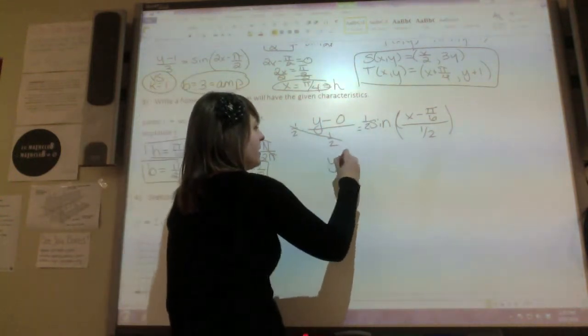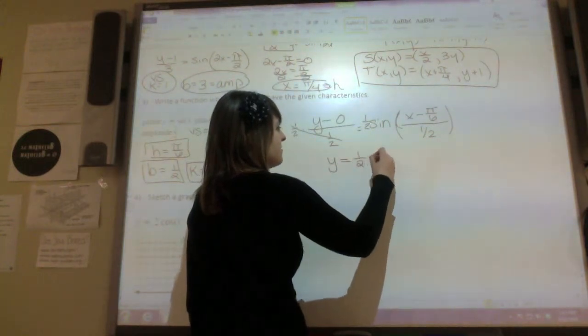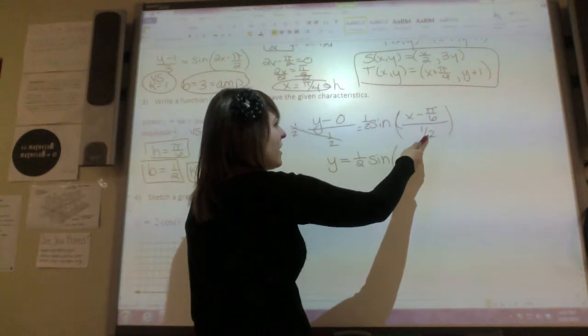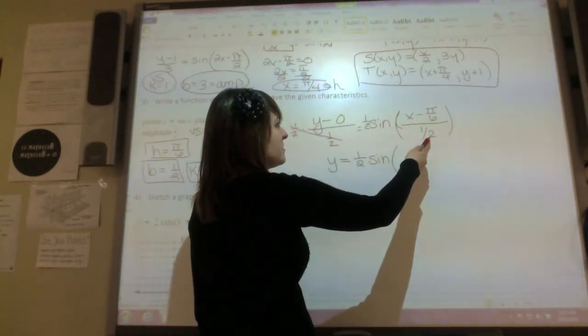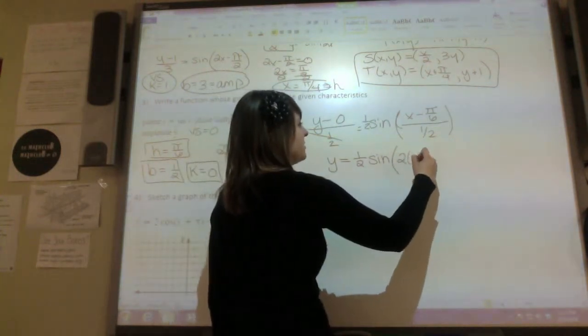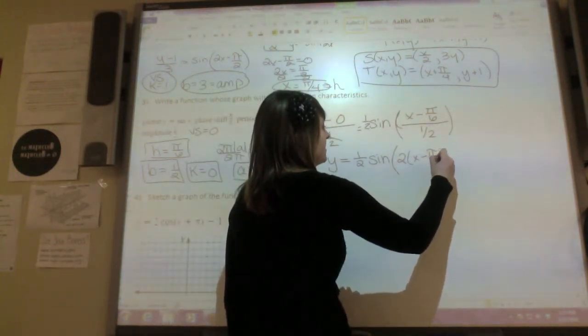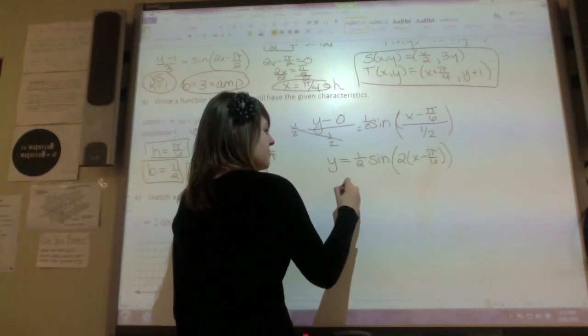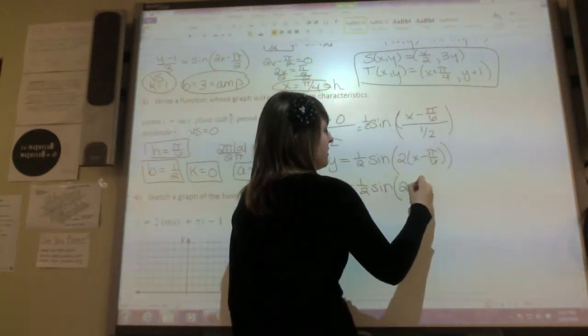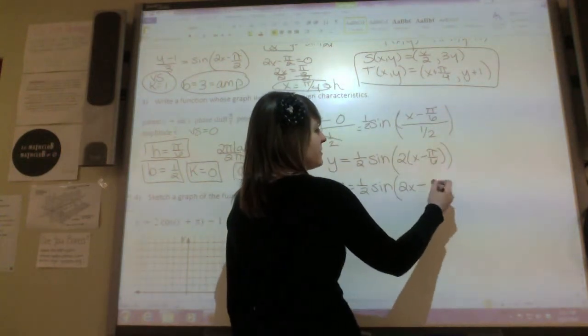So now I've got y equals 1/2 times the sine of. Now remember that if you're dividing by 1/2, that's the same thing as multiplying by 2. So I can rewrite this as 2 times x minus pi over 6. And then I can just distribute that out. So this is going to be 2x minus 2 pi over 6, which is pi over 3.